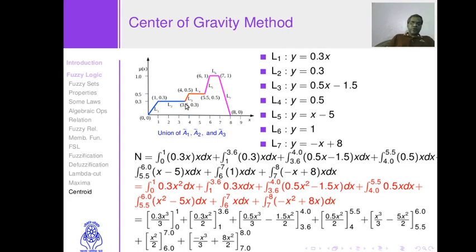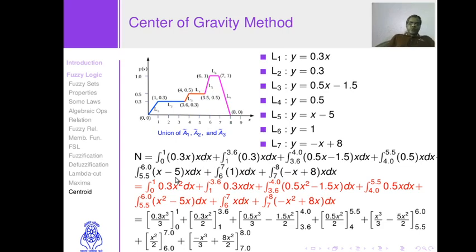The limit varies from 1 to 3.6. For L2 the equation is y equals 0.3. So for this portion we write here 0.3, and x dx is common for all the segments. For the third segment it varies from 3.6 to 4. The equation is 0.5x minus 1.5. So we write it here within the bracket, 0.5x minus 1.5, and then x dx. In this way, for all the segments we perform integration and we sum them up.